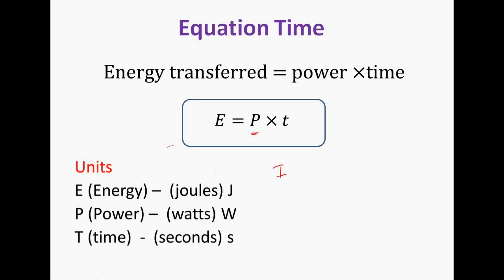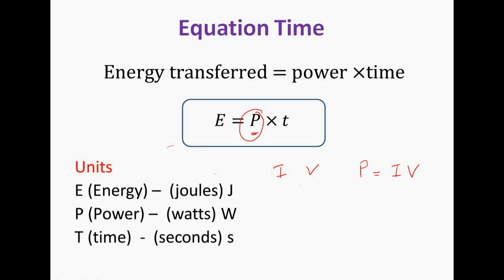Perhaps you just have the current and the potential difference or voltage. How would you calculate this power? Well, remember, if we've got current and voltage, we can use P is equal to I times V. So you'd need to use that first and then multiply by the time.